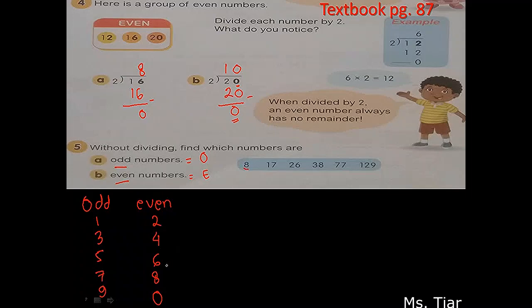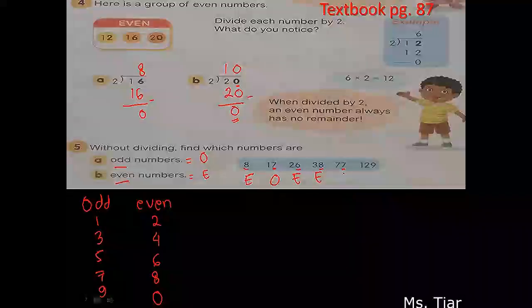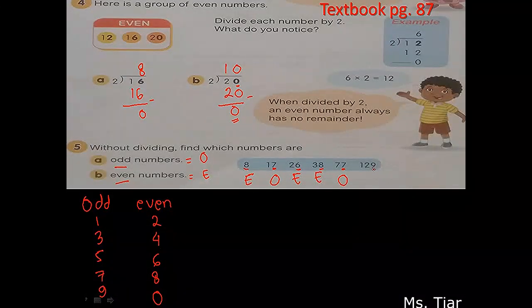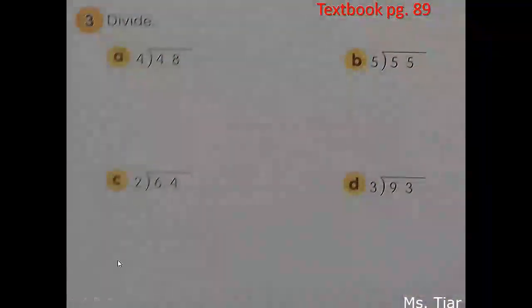8 here. 8 is even. 17, the last digit is 7. 7, odd. 26, 6, even. 38, 8, even. 77, 7, odd. 129, 9, odd. Let's get back to the division.